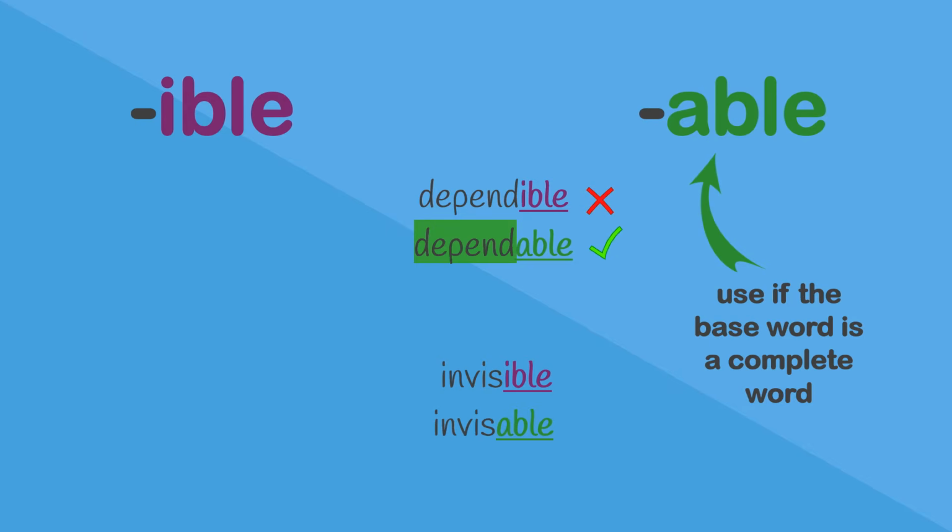Let's apply this rule to our second word, invisible. If we remove the suffix, we're not left with a complete word. For this reason, ible is used and not able.